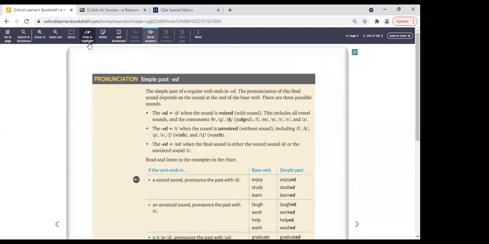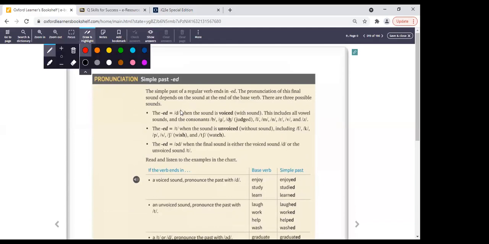Our ed may sound like a d sound. That will happen if the verb ended with a b sound, a g sound, a j sound, or an l, r, v, and a z. If the verb ends with any of those sounds, then our ed will sound like a d.